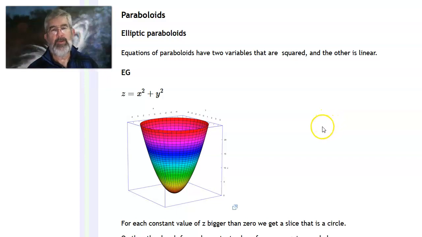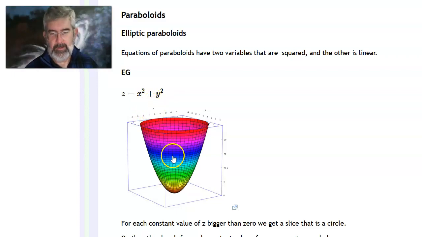Couple of things to notice here. If I look at slices, for each constant value of z, at least for each positive constant value of z, like 1, you have 1 equals x squared plus y squared, or 7 equals x squared plus y squared, as each horizontal slice will be a circle. Now, it's possible that you could have different coefficients in front of here. You could have 2x squared and 3y squared, in which case you'd be getting an ellipse for the cross-section. That's why they're called elliptic paraboloids. But in this case, it's a circle.